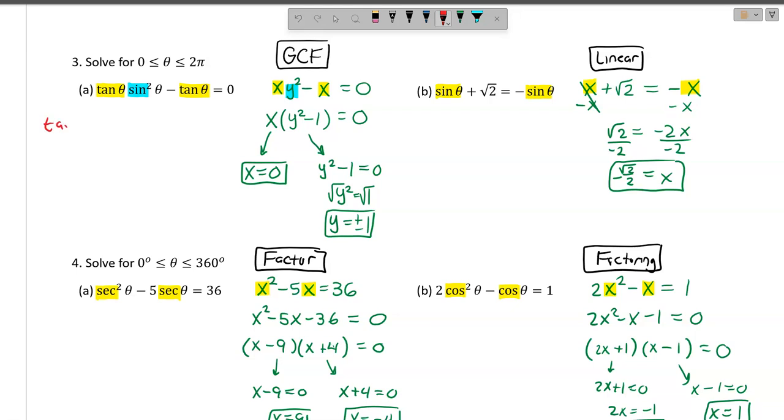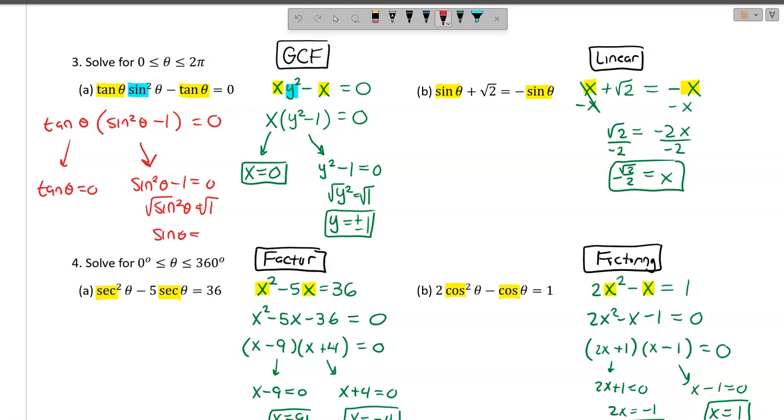Meaning, in this first problem, we are going to factor a tangent out, leaving me with sine squared theta minus 1 equals 0. We're going to set each of these equal to 0. So tangent of theta equals 0, and sine squared of theta minus 1 equals 0. You're going to add 1 to the other side, and then take the square root. So we're going to get that sine of theta is equal to plus or minus 1.